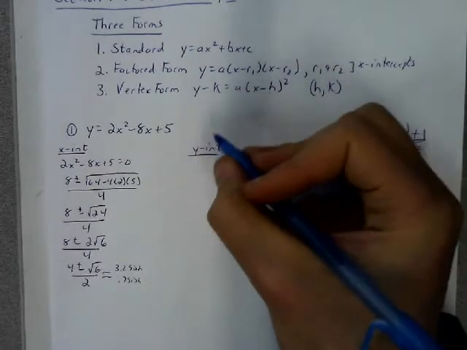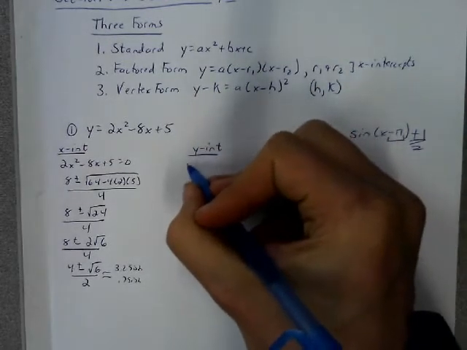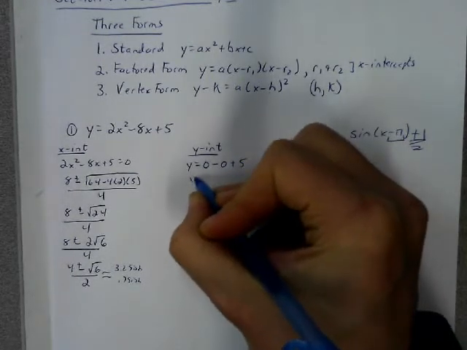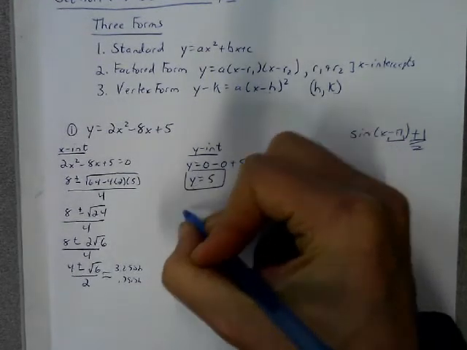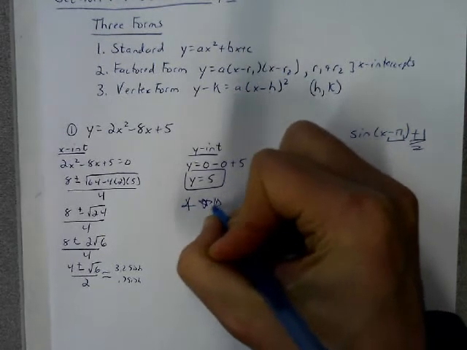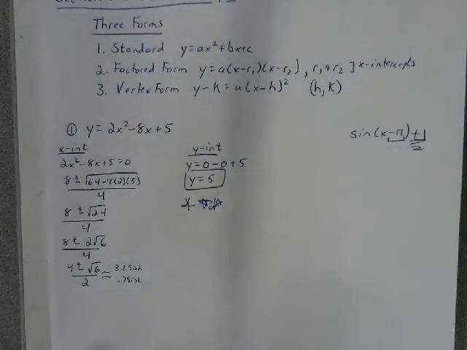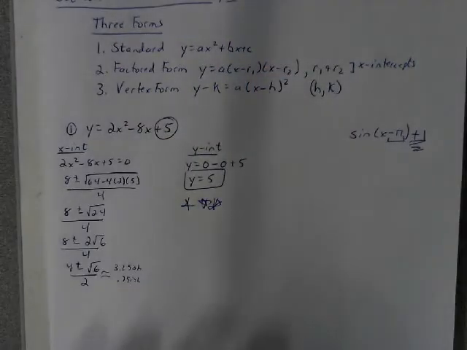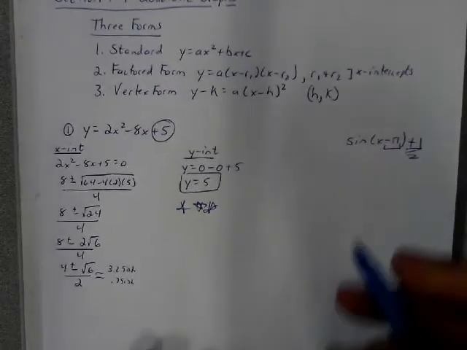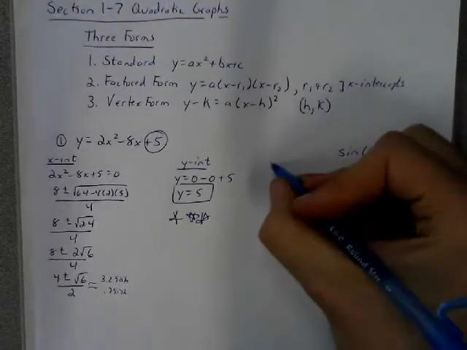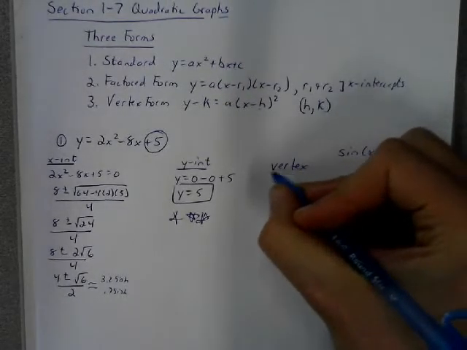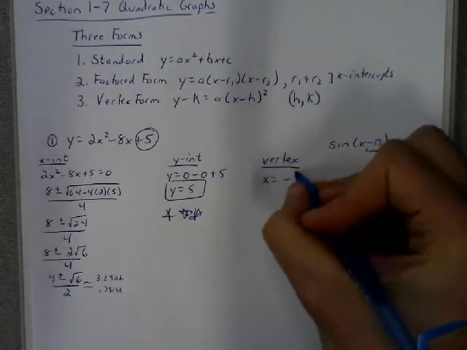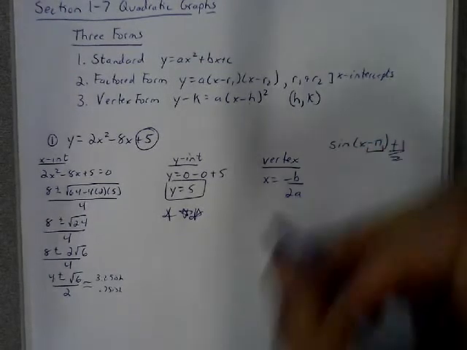For the y-intercept, we let x equal 0 now. So y equals 0 minus 0 plus 5, so y equals 5. Notice, this is what's easier in standard form. Standard form always gives us the y-intercept. The last part is the vertex. The vertex we can find by using the formula x equals negative b over 2a.